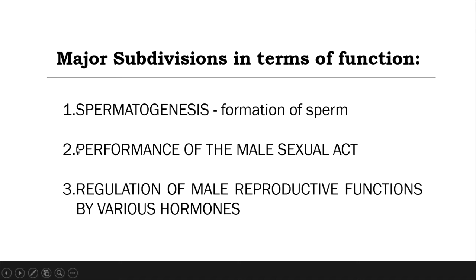Okay, and then for the second major subdivision is the performance of the male sexual act. So we will learn about the different nerves or the different parasympathetic and sympathetic innervations that lead to erection or ejaculation of the male human being. Okay. For the third major subdivision is about the regulation of the male reproductive functions, especially by various hormones.